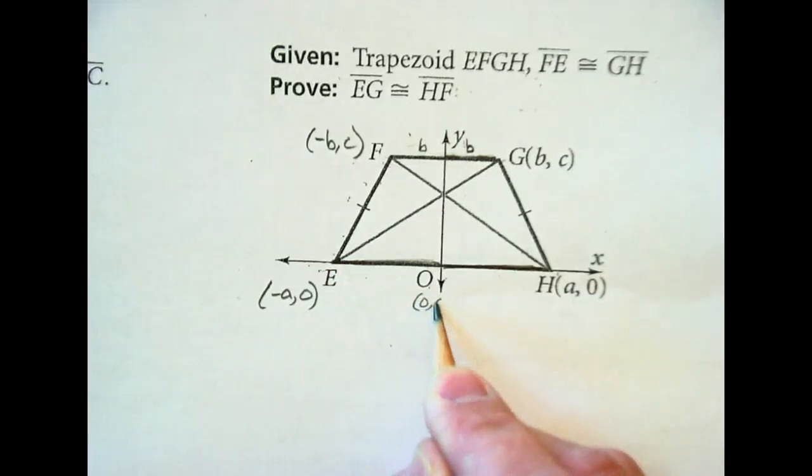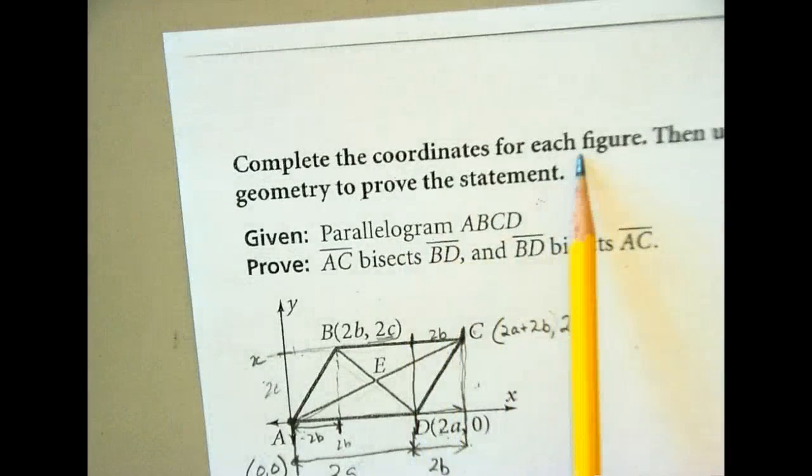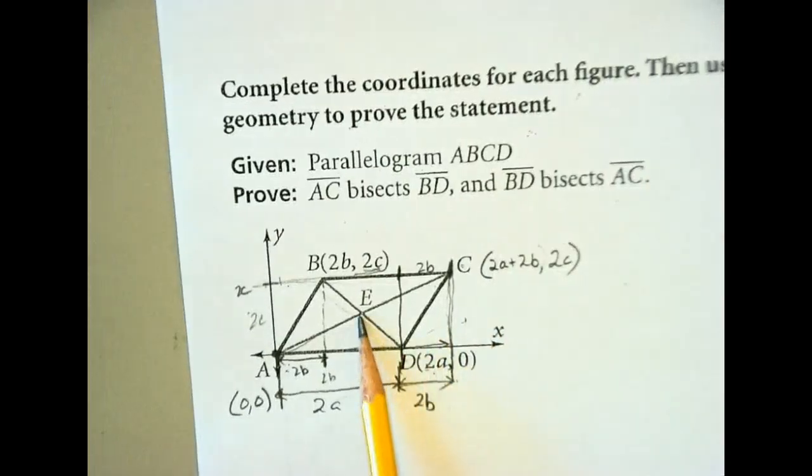Now, that was an easy one, but it does say complete the coordinates for each figure. And this one, if we would have completed the coordinates for point E at the very beginning, it would have made that problem real easy, right? We just didn't do that.